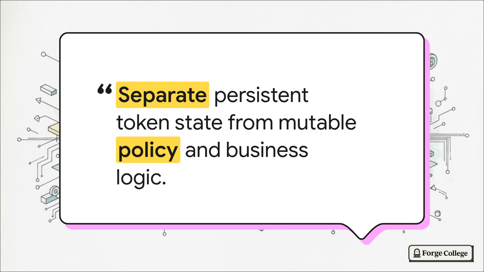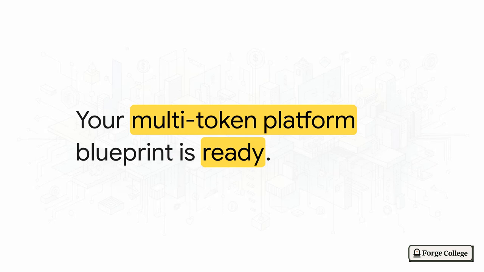Which brings us to the core philosophy of this entire explainer. As the quote says, separate persistent token state from mutable policy and business logic. This is the golden rule. Keep your ERC 1155 core as dumb and minimal as possible. Make it proxied. That just means setting up a smart routing system so you can upgrade the business logic without ever migrating the actual underlying data. Push all that complex, highly dangerous logic out to your adapter modules. This drastically reduces the blast radius of any bugs. If a marketplace adapter has a terrible flaw, you just disconnect it, and your core token balances, your actual library catalog, are completely untouched. And just like that, your multi-token platform blueprint is fully drafted and ready to go.